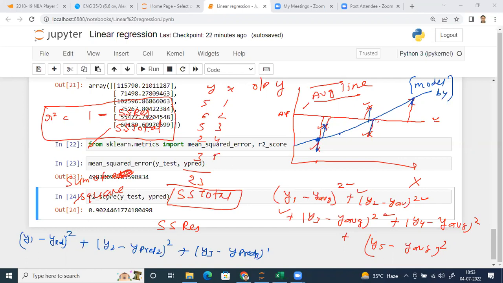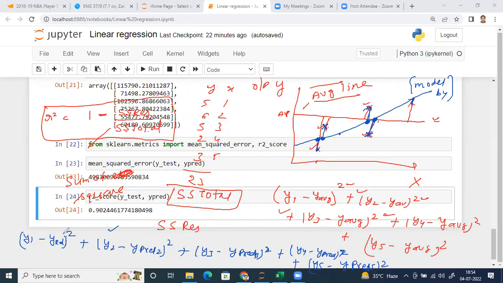The second point is this point. This is your actual value, y2, minus the predicted value, this particular value. So y2 minus y pred 2, whole square. The third point is this point, so y3 minus the predicted value at this point, squared, plus. Y4 is this. Distance of this with this predicted value is y4 minus y pred 4, whole square. Plus y5 minus y pred 5, whole square.